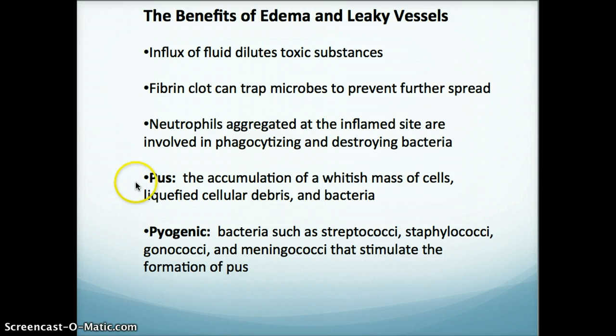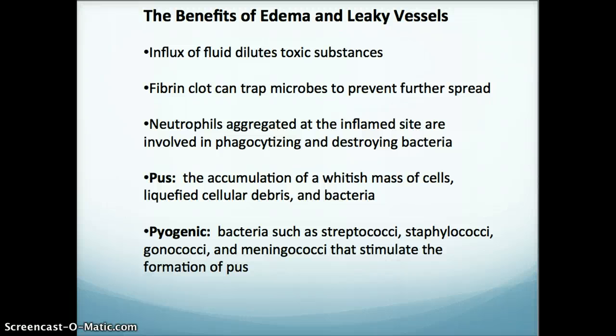And what we'll see then is this formation of pus, which is the accumulation of many neutrophils and liquefied cellular debris and bacteria. This is getting them all in an area that can be taken care of. And sometimes we have bacteria that are pyogenic, which are bacteria that stimulate the formation of pus. We see that with streptococci, staphylococci, gonococci, and meningococci. And this can actually sometimes cause damage. We talked about how sometimes this formation of pus also can be damaging. So it's that fine line between cleaning up an area and not causing more damage.